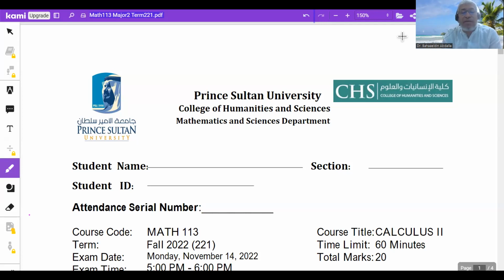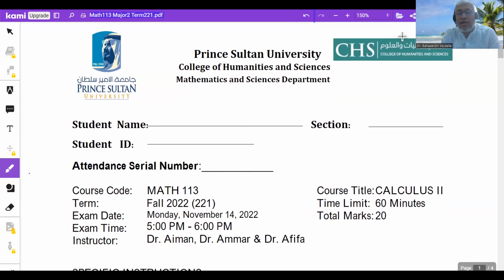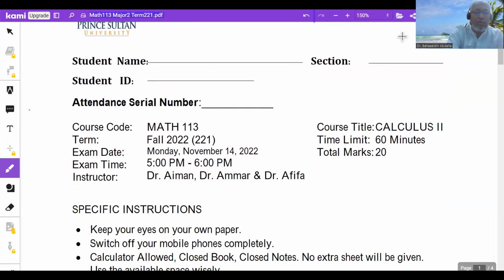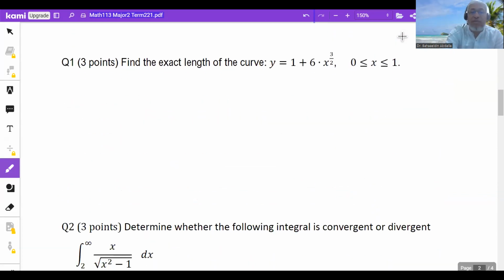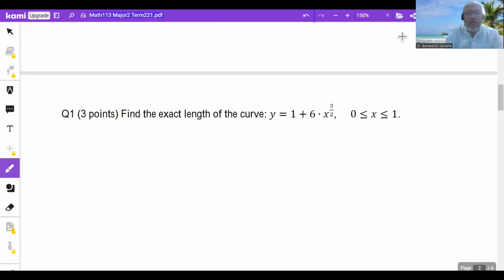This is the second major of term 221 of Calculus 2. Let us enjoy watching and solving it together. The first question: find the exact length of the curve, this function.